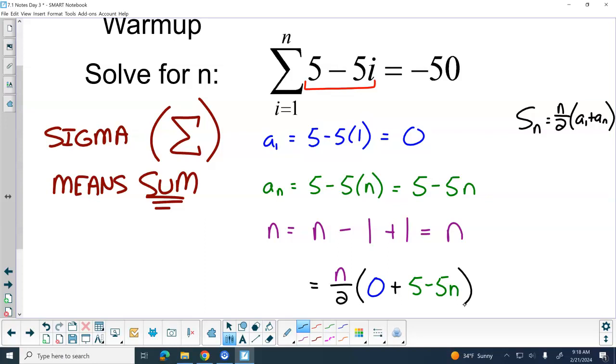Now, if sigma means sum, based off of this problem, what is the sum of this series? Say it loud. Negative 50. Because sigma means sum, that means that the sum of this series is negative 50.